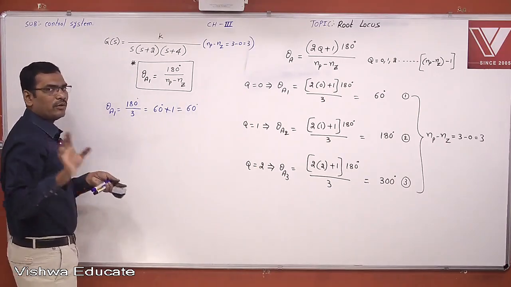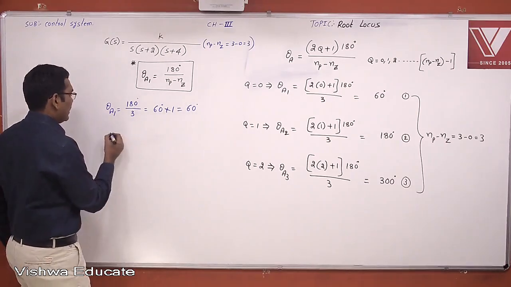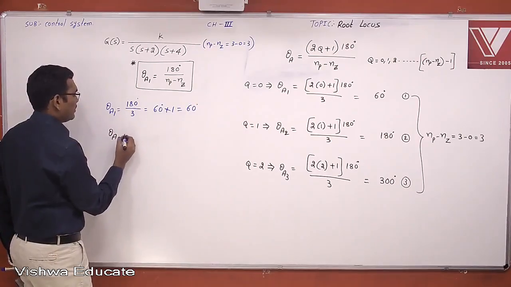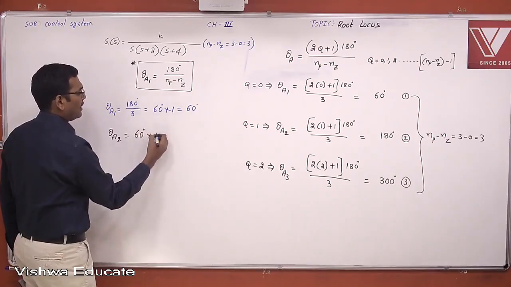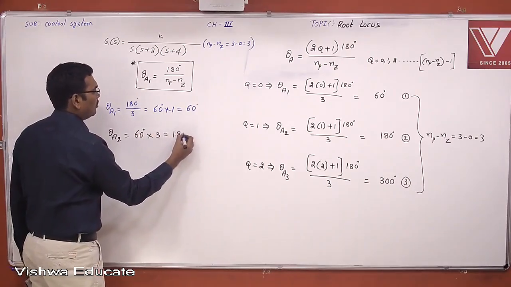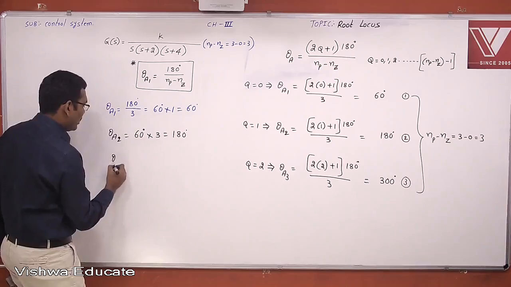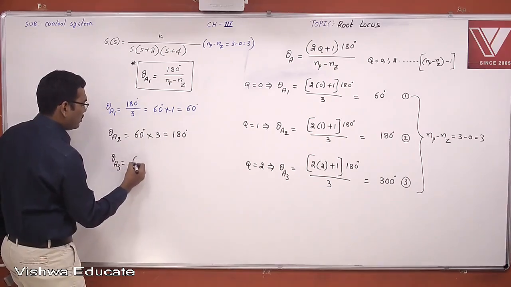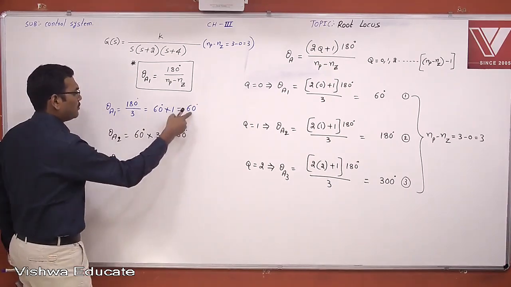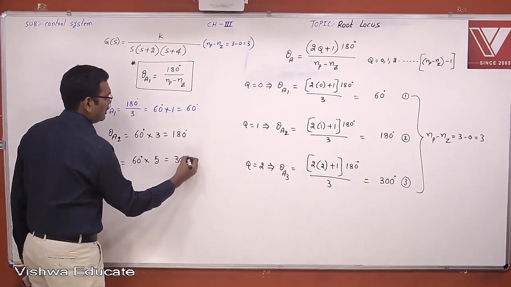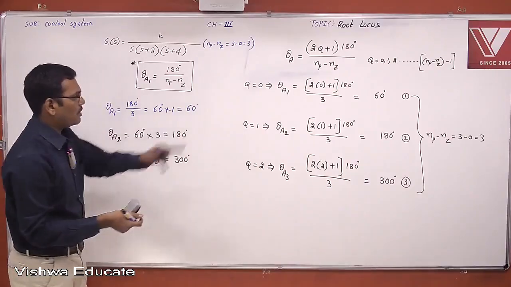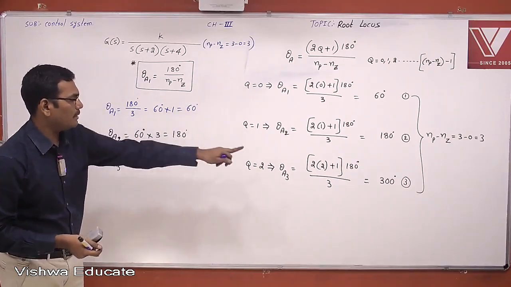Then there is no need to remember any other formula. The second angle of asymptote is nothing but the first angle of asymptote multiplied with the next odd number 3, which is equal to 180 degrees. And the third angle of asymptote is the same first angle multiplied with the next odd number 5, which is equal to 300 degrees. Will we get the same result or not? 60, 180, 300.